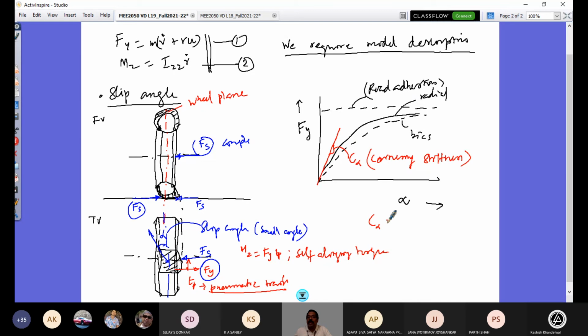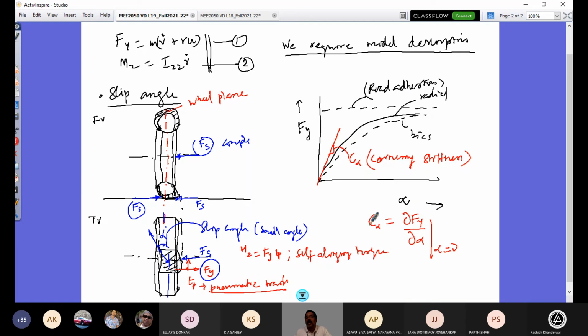So how is this cornering stiffness defined? It is the variation of this Fy, dou Fy by dou alpha. I use the dou symbol, the partial symbol here, because there are other angles called the camber angle, caster angle, and so on associated with that. They are all assumed to be not considered, and I consider only this alpha. When alpha is 0, the slope of this curve is what defines my cornering stiffness.